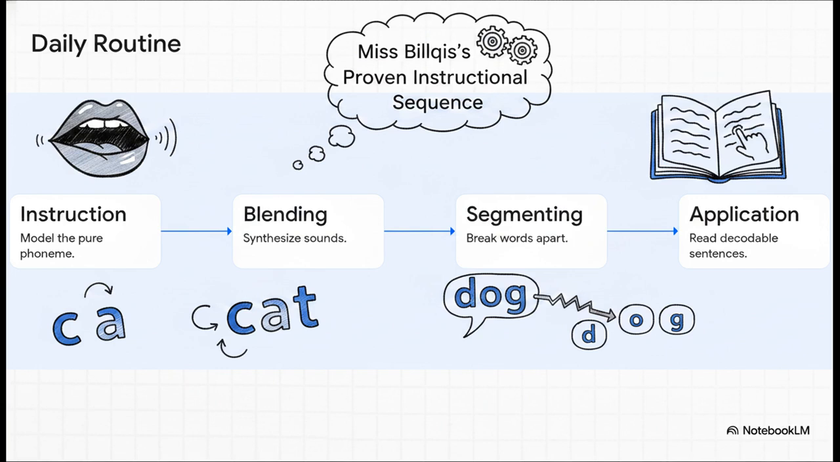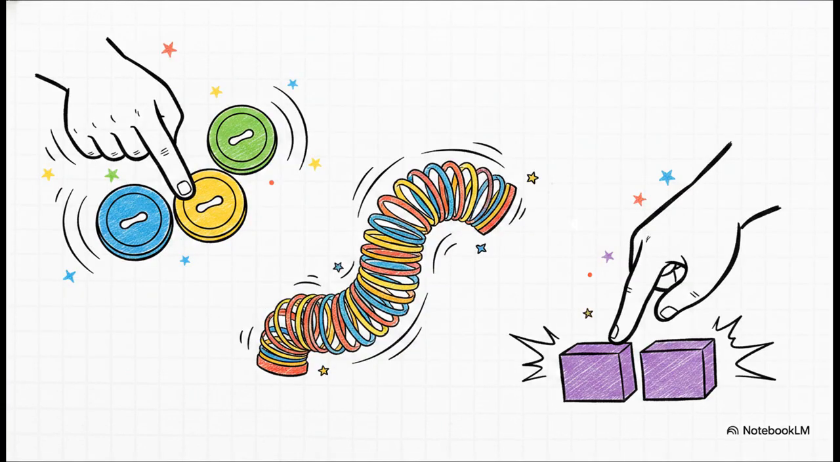Second, blending. You guide the students to synthesize those sounds continuously to read a word. Third, segmenting. You actually go in reverse. You give them a spoken word and have them break it apart into purely sounds for spelling. And finally, step 4, application. You immediately put those words into short, decodable sentences. And listen to me, never, ever skip that application phase. It's crucial. To make that whole sequence really sing, here are some essential teaching hacks for you.